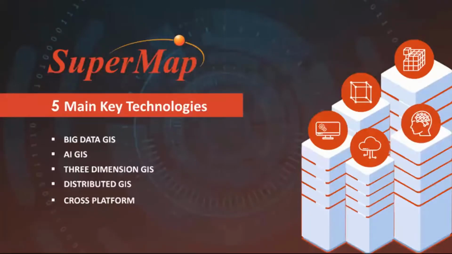Okay, so as shown in the video, SuperMap has 5 main key technology which called BDC, where this is the acronym for the Big Data GIS, AI GIS, 3D Dimension GIS, Cloud Native GIS, and lastly, Cross-Platform GIS. This 5 main key is what we from SuperMap established for GIS platform software.